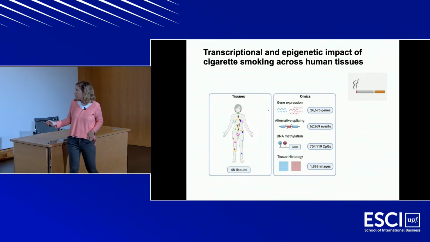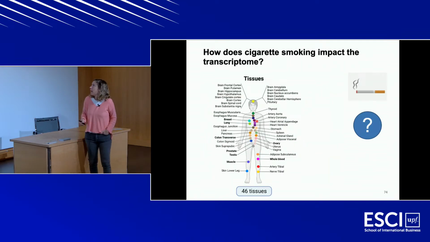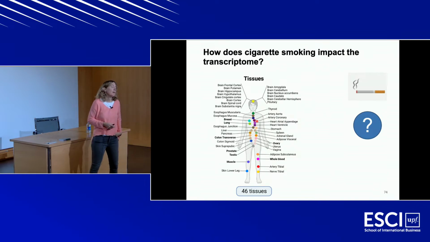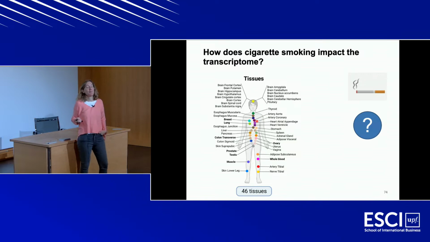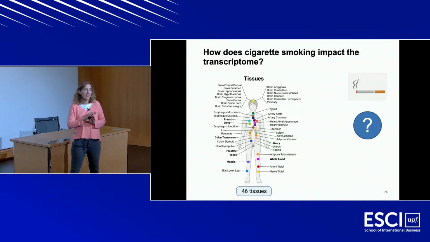All right, so again, how does cigarette smoking impact the transcriptome? Who can tell me the tissue that is going to be most affected? You all should know that. Yeah, the lung, all right. So that's expected. If we did the analysis and we didn't get the lung, we would know that it was wrong. This is not the case.